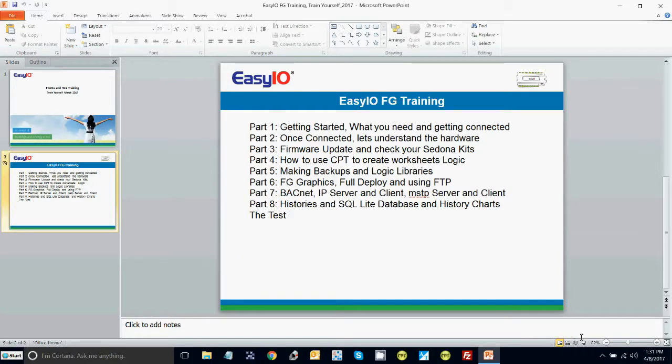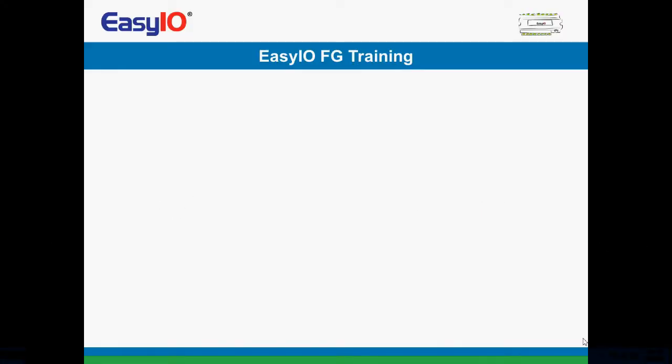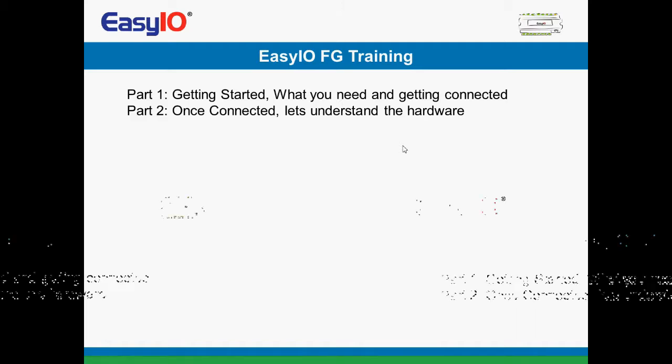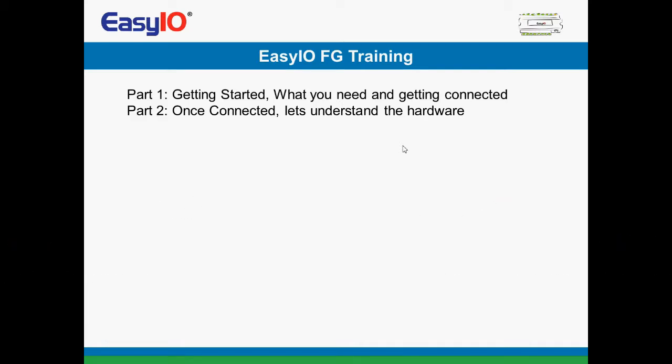And now we move to part 5. So just to recap where we are: getting started, what you need and getting connected, we've done that. Once connected, let's understand the hardware. We've done that one. Firmware update and check the Sedona kits.